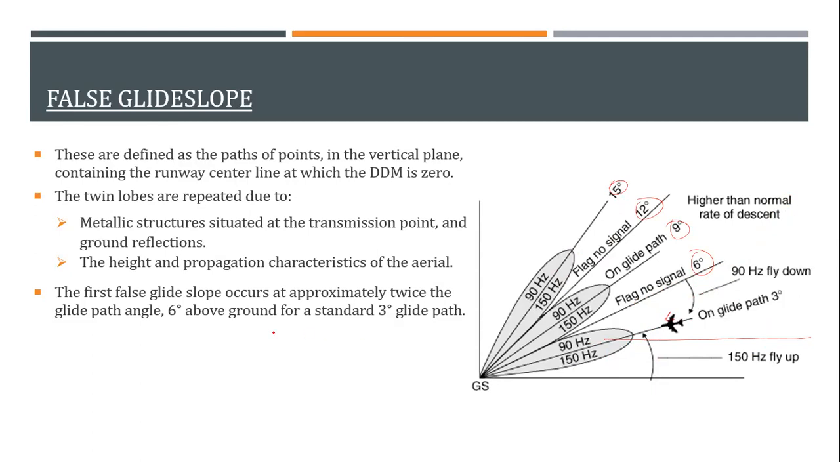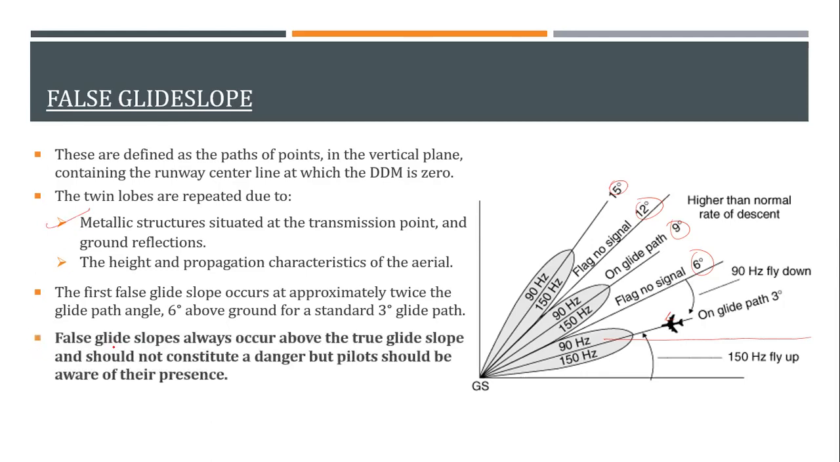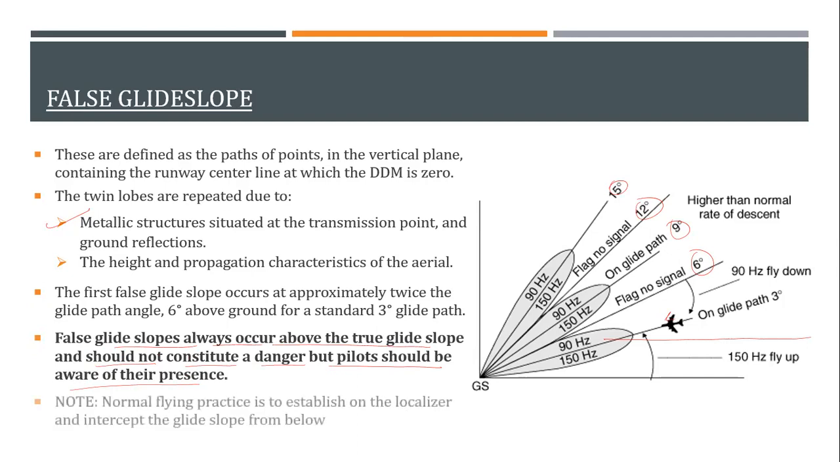Okay, so why are these false glide slopes? As I told you, reflections. False glide slopes always occur above the true glide slope. The true glide slope should not constitute a danger, but pilots should be aware of their presence. Any questions in this? No. Perfect. Note, normal flying practice is to establish on the localizer and then intercept the glide slope from below. As I told you, the same thing.